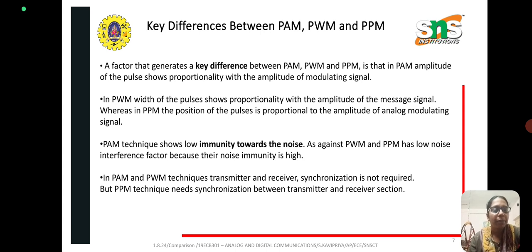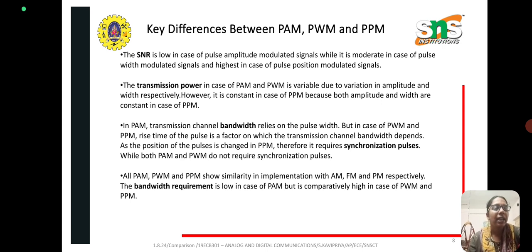In PAM and PWM techniques, transmitter and receiver synchronization is not required, but the PPM technique requires synchronization between the transmitter and the receiver station. The SNR is low in case of PAM, whereas it is moderate in case of PWM and high in case of PPM. Transmitted power in case of PAM and PWM is variable due to variation in the amplitude and the width respectively. However, it is constant in case of PPM because both amplitude and width are constant in case of PPM.